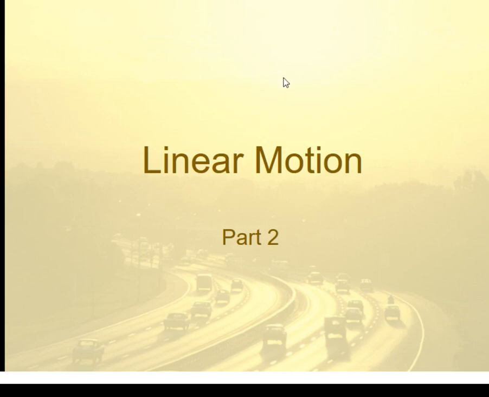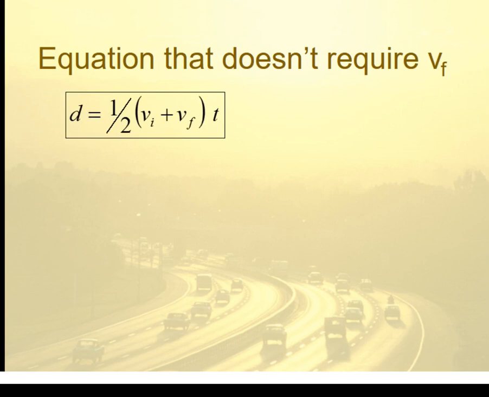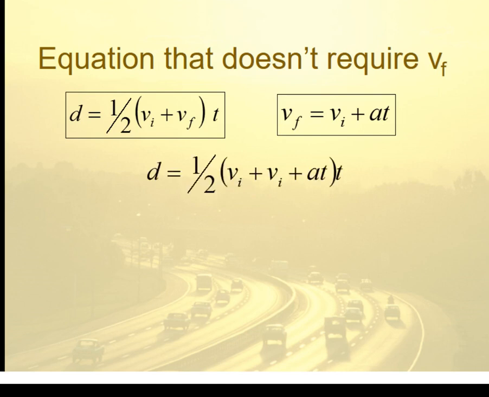All right, so today we're going to do the linear motion video part 2. Well, we've talked about displacement equations. Now we're going to look at equations that don't require us knowing the final velocity at the beginning. So we had d equals 1/2 (vi plus vf) times t, and we had vf equals vi plus at.